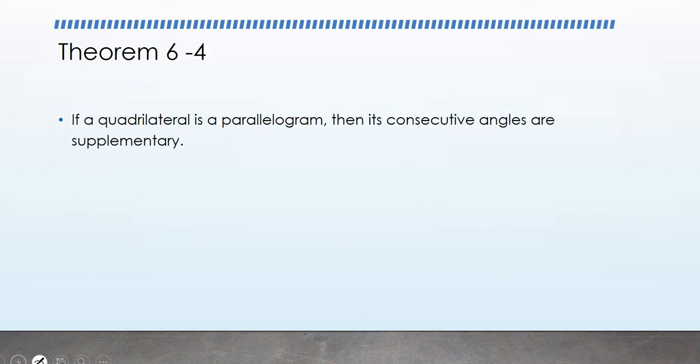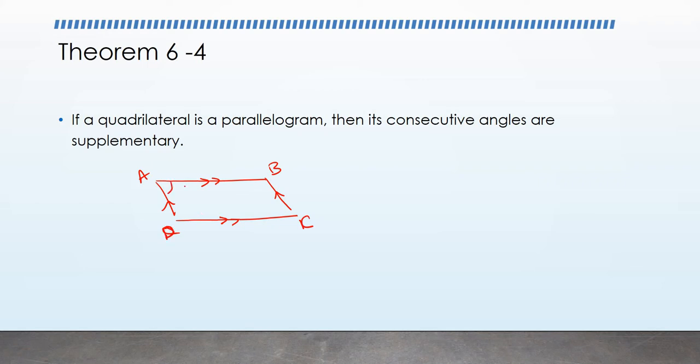Okay? Theorem 6.4. If a quadrilateral is a parallelogram, again, the assumption that the opposite sides are parallel, then its consecutive angles are supplementary. So if I have another parallelogram, and I know that these are parallel, every parallelogram looks the same, I can now say that if angle A, B, I should go around the circle, not opposite, A, B, C, D.